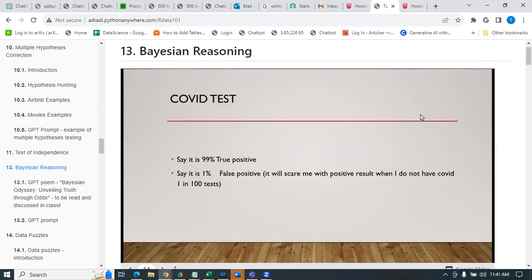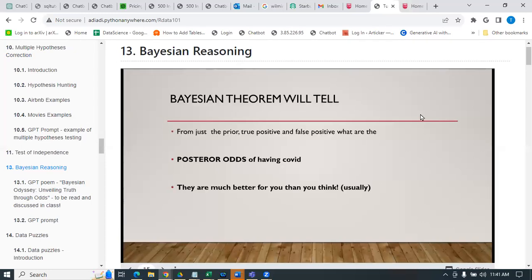So let's take the COVID test which we discuss here. Let's assume it's 99% true positive, which is pretty good. Let's also assume it's 1% false positive. In other words, it will scare me with a positive result when I do not have COVID 1 in 100 times. Now, let's look at the numbers, right?